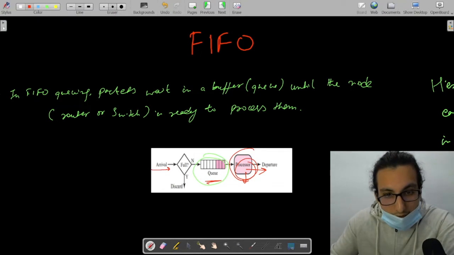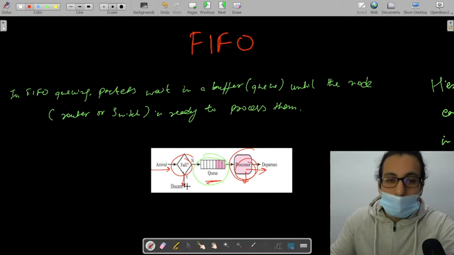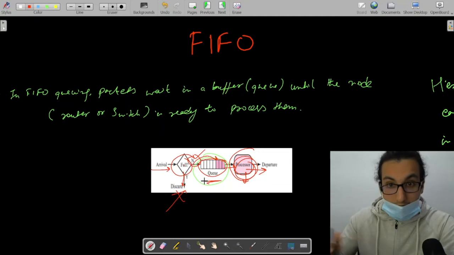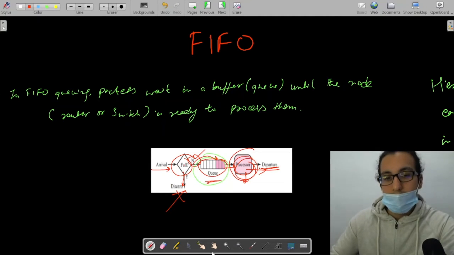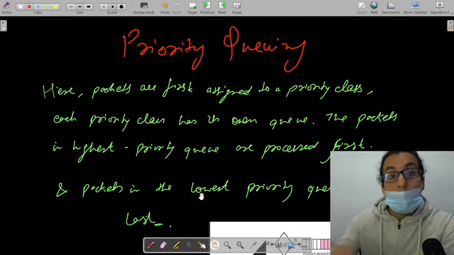When they arrive, if the queue is full, they will be discarded. But if the queue is not full, they will go in this buffer, and then when the processor, the router or the switch, is ready, it will process them further. First in, first out.